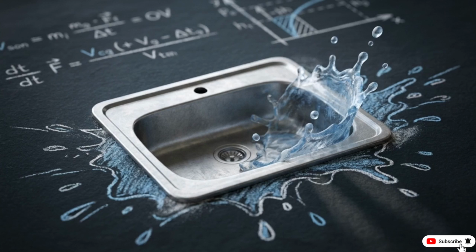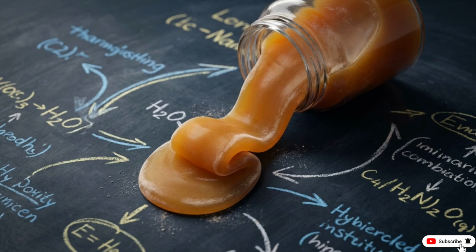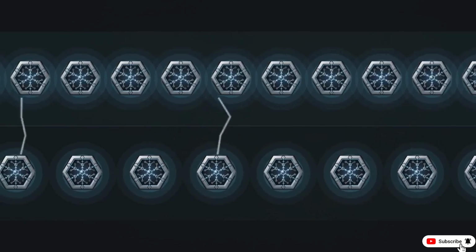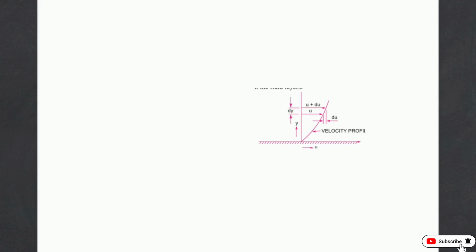If you pour a glass of water, it splashes instantly into the sink. Pour a jar of cold honey, and it resists, slowly pulling itself downward in a thick ribbon. That difference comes down to microscopic friction between layers of liquid. This diagram illustrates exactly what happens when a fluid moves over a solid surface.